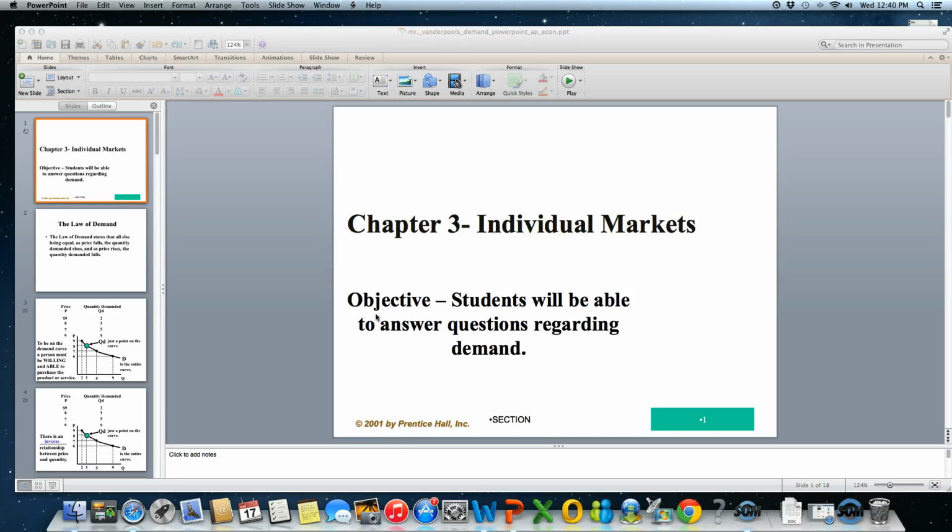We're going to be focusing in on individual markets, so markets in the microeconomic sense. And every market is going to have two parts to it. You're going to have the buyer side, which is the demand side of a market. And you're going to have the seller side, which is the supply side of the market. And today, our focus is going to be on the buyer side, or the demand side of the market. And we're going to talk about things like the law of demand, and we're going to look at some graphical representations of the law of demand.